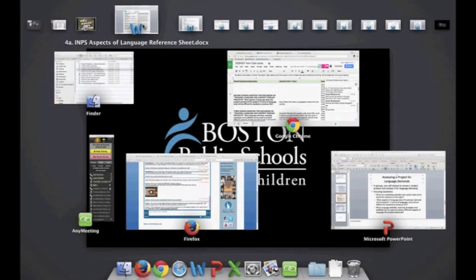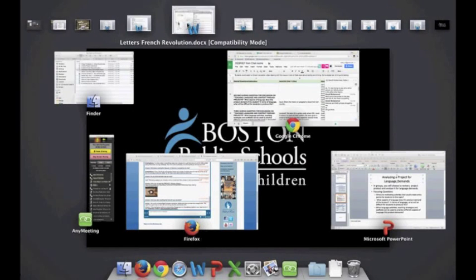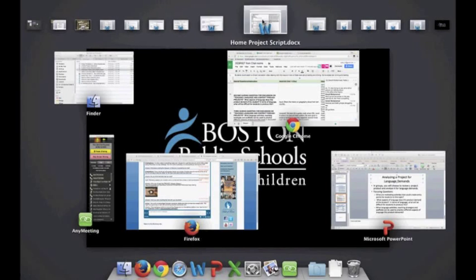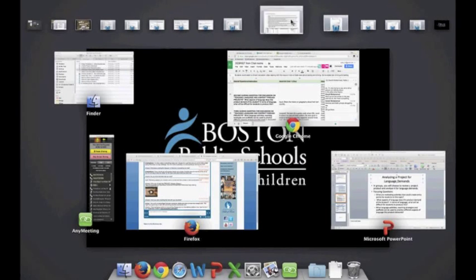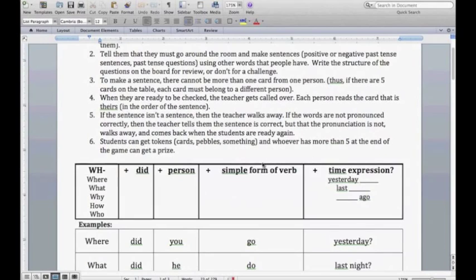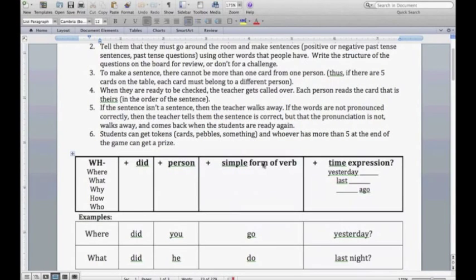And then as a scaffold for them, again, this is review. So as a scaffold for them, I would maybe write this on the board, just to help remind them that this is what a past tense sentence looks like. Like, what did you do last night?